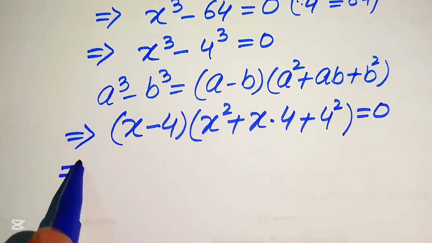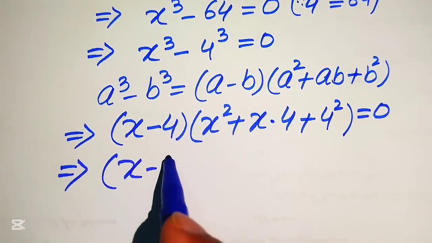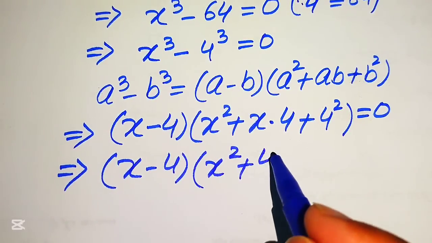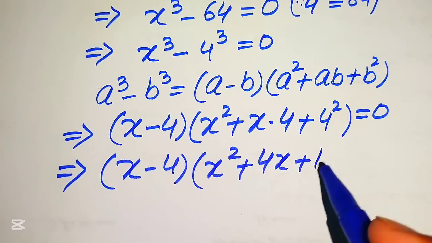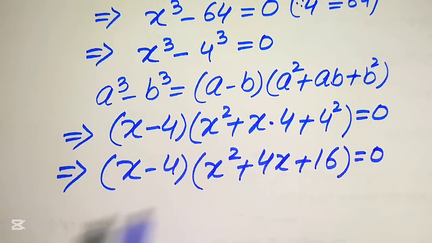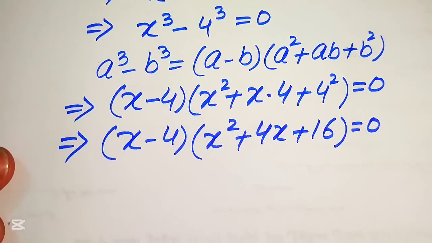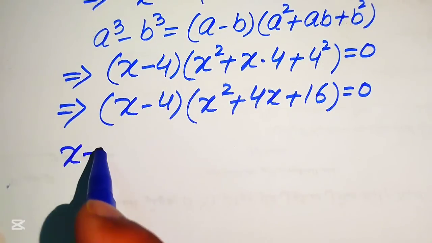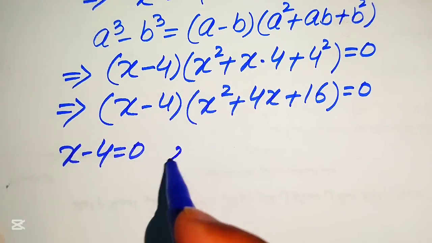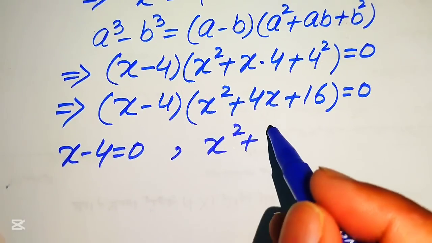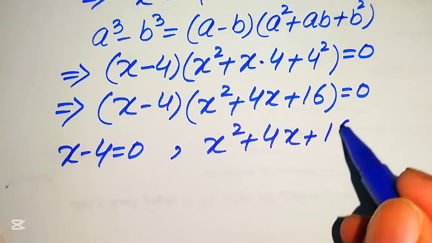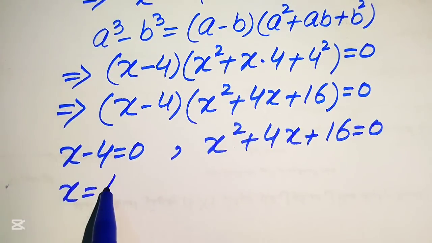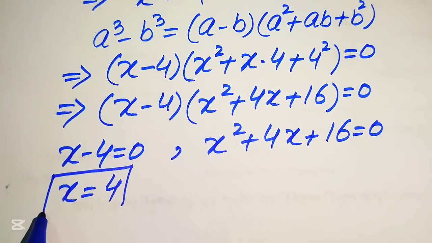And now in the next step we need more simplifications, and it will be written as x minus 4 times x squared plus 4x plus 16 equals 0. Now in the next step we divide this equation into two cases. The first case is x minus 4 equals 0, and the second case is x squared plus 4x plus 16 equals 0. So from the first case we easily get the value of x equals 4.